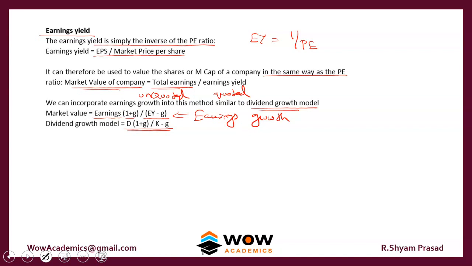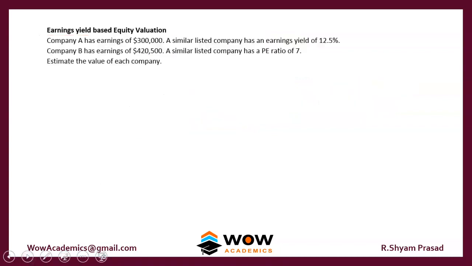This is not a very new formula. It's the same formula. So we just add the growth. For example, you have the total earnings divided by earnings yield. So that will give you the value of a company. So you just add 1 plus G here and you deduct the G here. So you'll get the value of the company, including the growth. Okay. So it's not a new formula. It's the same existing formula. So we'll go to the problem.